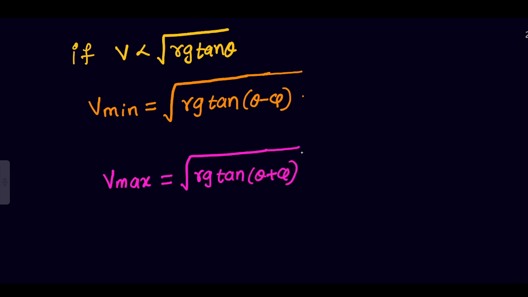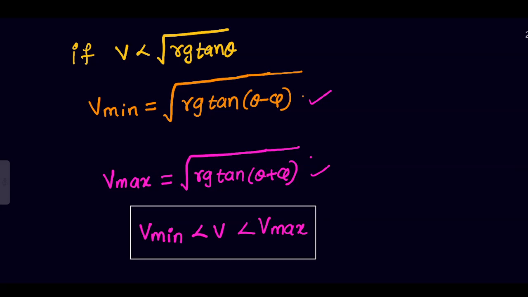The safe speed of the vehicle should lie between these two. It should be greater than V minimum but less than V maximum. If it is at the minimum, the vehicle will fall inside. If it is at the maximum, the vehicle will fall outside. The safe speed of the vehicle should lie between these.